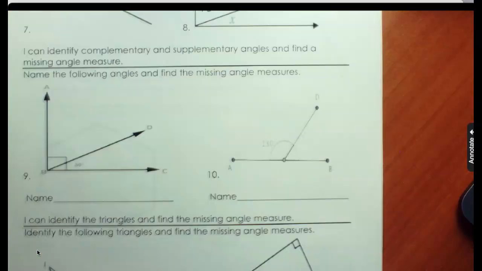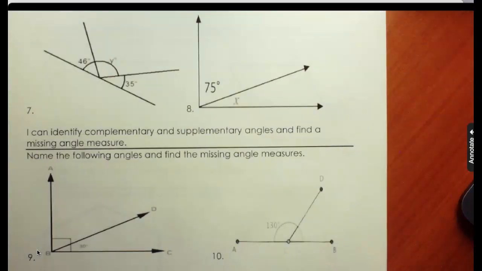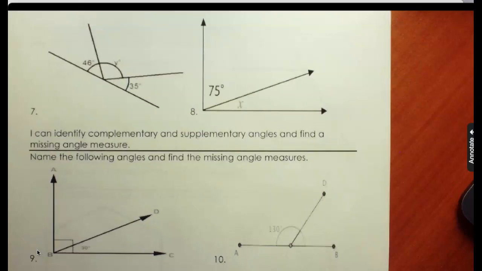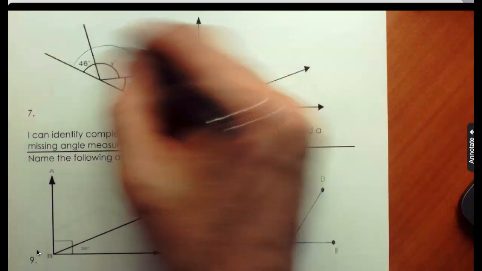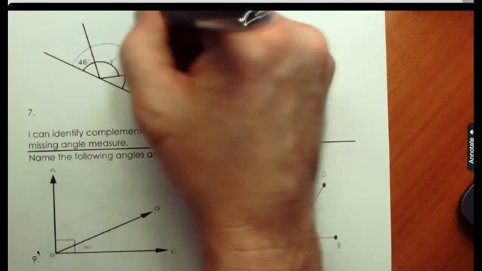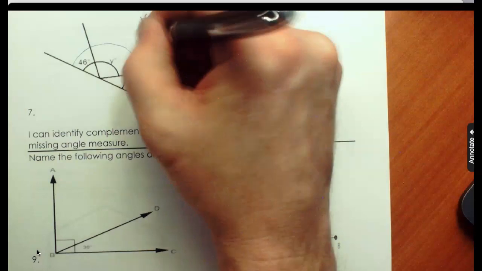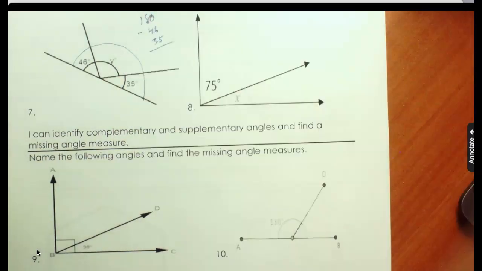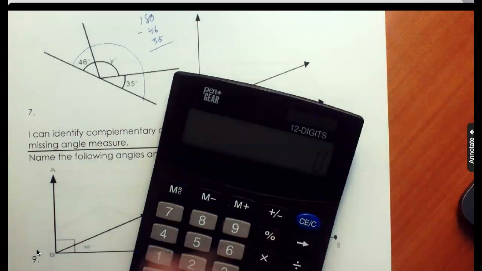Okay, the next page. I can identify complementary and supplementary angles and find the missing angle. All right. Well, we know that these angles here have to be 180 degrees. So if I take 180 and I subtract 46 and I subtract 35, just pop that in the calculator real quick. 180 minus 46 minus 35, I've got 99.